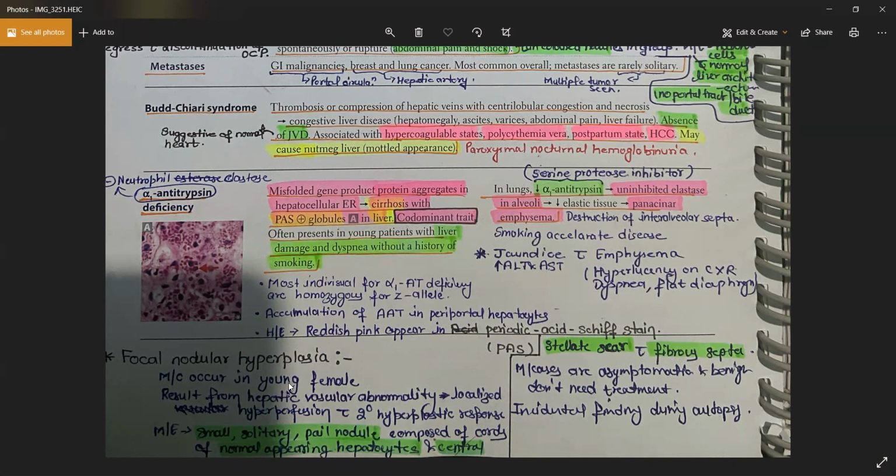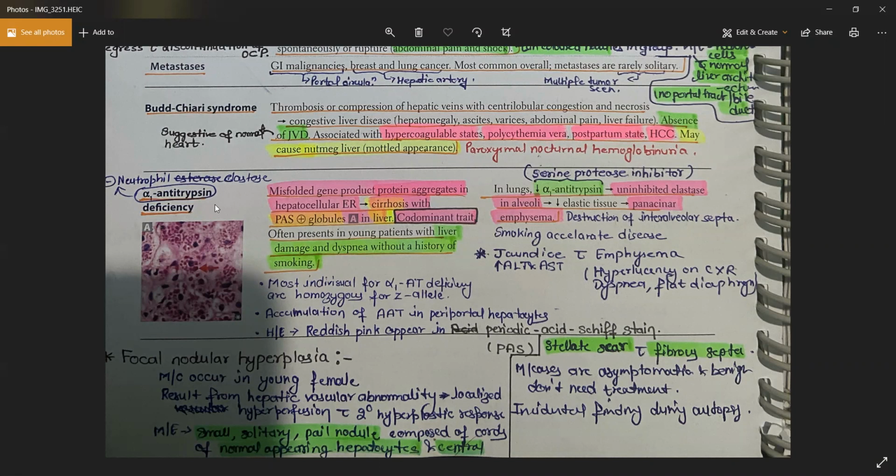Okay, so any more doubt about alpha-1 antitrypsin? That's all about it. No, thank you. Okay. So we get PAS-positive globules in alpha-1 antitrypsin deficiency. Yes. So how would we differentiate between the cirrhosis because of glycogen storage diseases and alpha-1 antitrypsin deficiency? Well, you will get the lung symptoms also. It will only be present in alpha-1 antitrypsin deficiency. You won't get the lung symptoms in glycogen storage diseases.